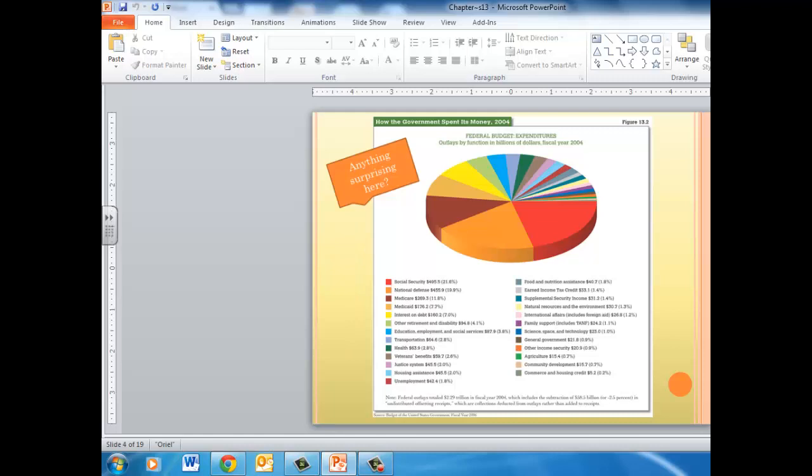Here is a chart that shows the government spending as of 2004, and I'll try to find something a little bit more close to our time period for class. But you can see even in 2004 that Social Security had the biggest percentage of spending, and national defense was right behind that.